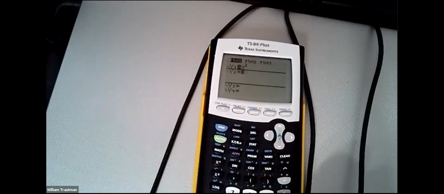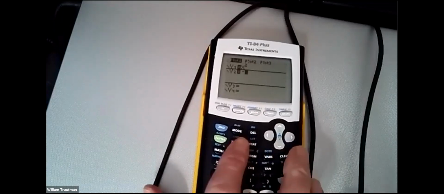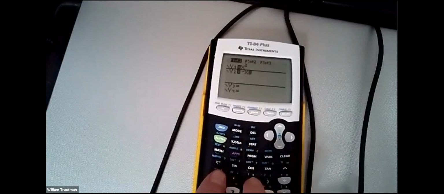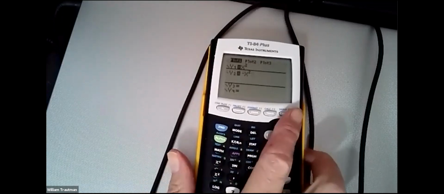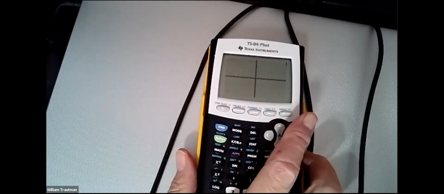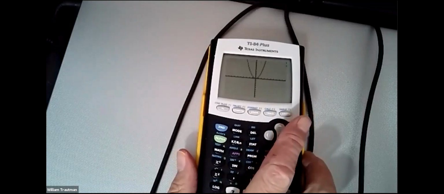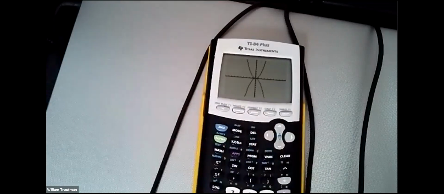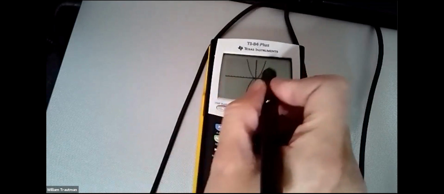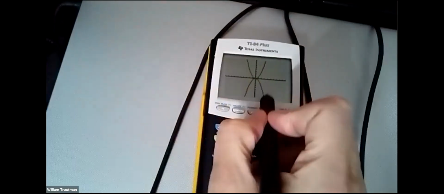If I put a negative in front of the x squared, and I hit graph, there's the original. A negative flips it upside down. Do you see? Here's the original. A negative just flips it upside down. Flips it at the vertex.